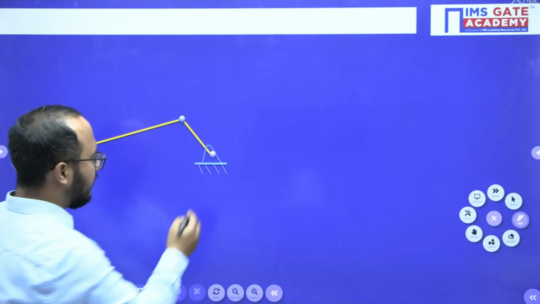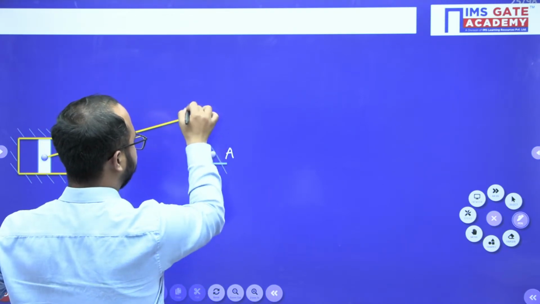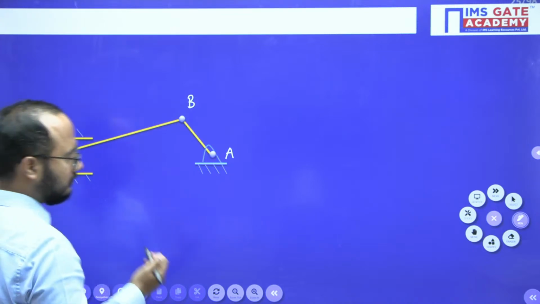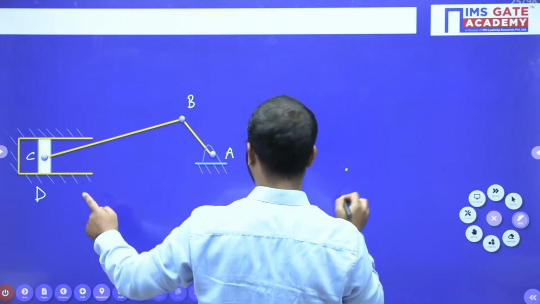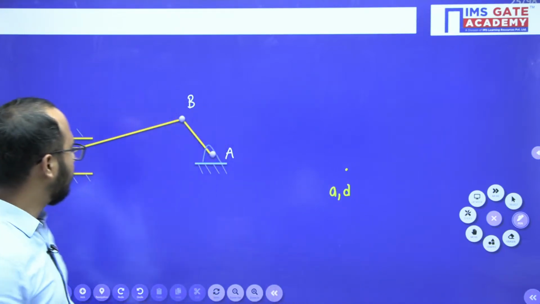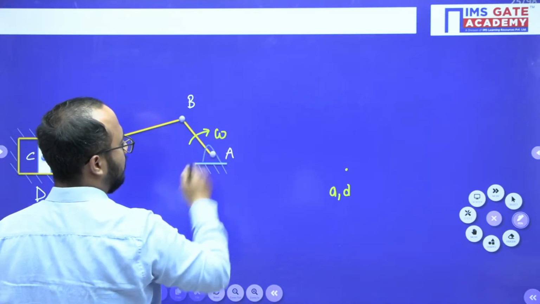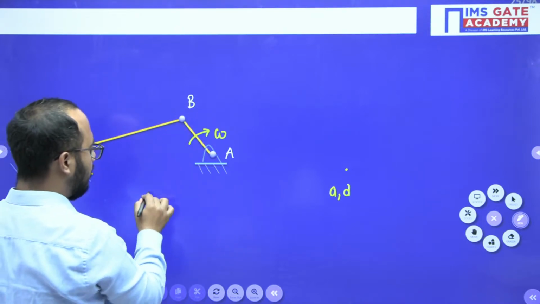So let's suppose again I will first of all name the points here. Point A, B, C, and this is D. Now again, step number 1, fixed points. So the fixed points are A comma D. A comma D are the fixed points. Okay. Now let's suppose angular velocity is given for B like this. So obviously you will have what? The velocity of B with respect to A.